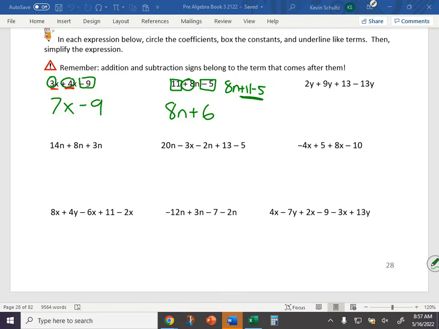The next one. Circle our coefficients. Here's a 2, positive 9, negative 13. Boxing the constants.